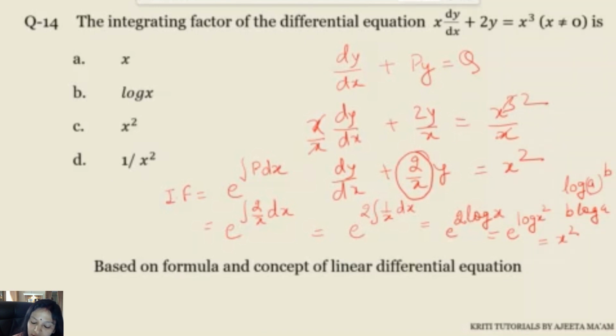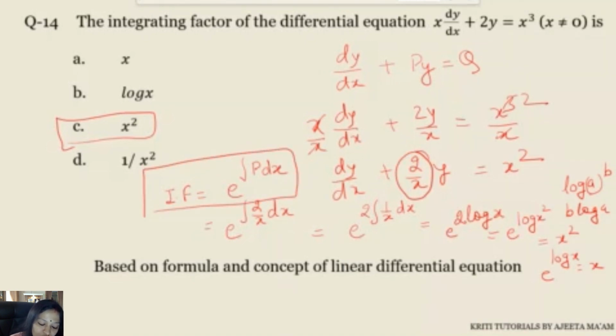We get x square. Why? Because exponential log x is always x. And in place of x, we have x square. So the final answer is x square. That is option C, right? So just go with it. That integrating factor is this formula. But before that, we have to get the equation to the standard form, which is dy by dx plus py is equal to q. So this is the question based on calculus, and it is based on linear differential equation, right? Now let's come to the next.